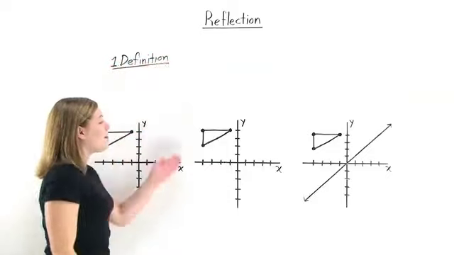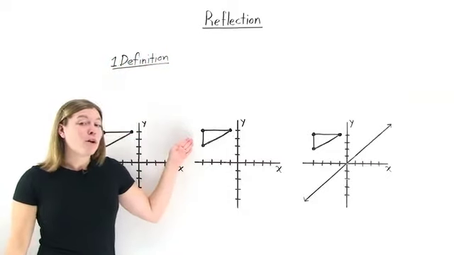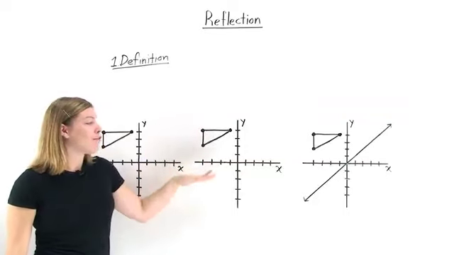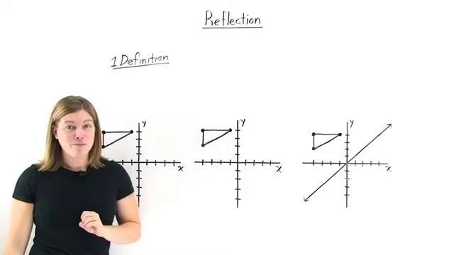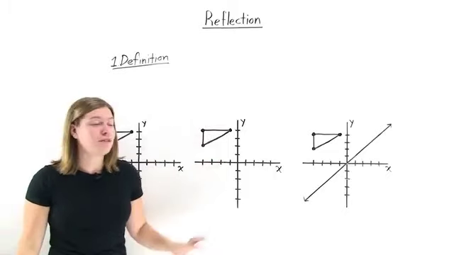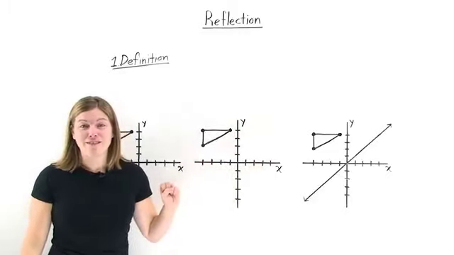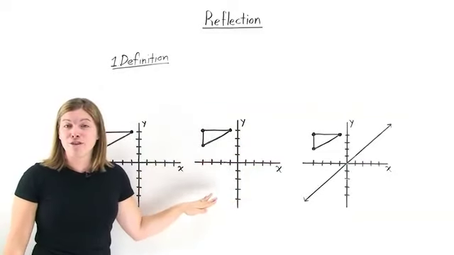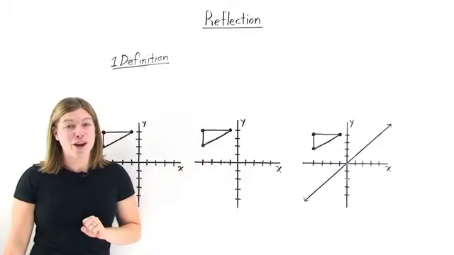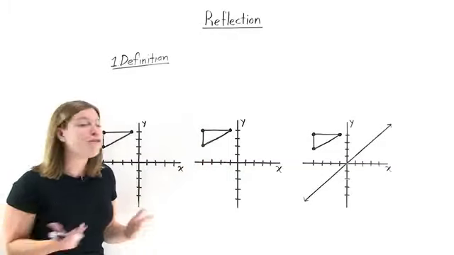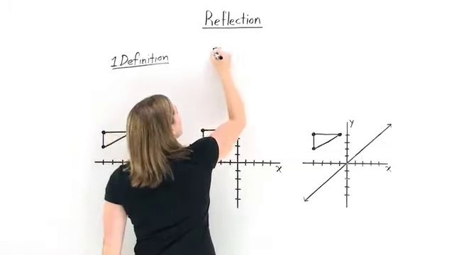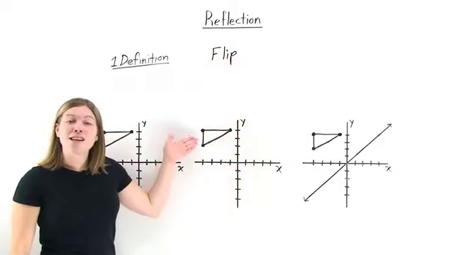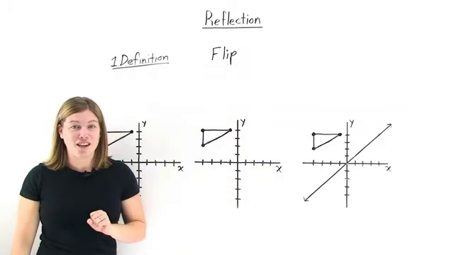So let's take a look at this figure here. If we want to create a reflection of this figure, we want to take this figure and reflect it over a line of reflection. A line of reflection is any chosen line on the coordinate plane. To reflect, we want to take this figure and reflect it over that line of reflection and create a mirror image. In fact, a reflection is sometimes called a flip, since that's what we're doing. We're flipping or reflecting a figure over a line of reflection.